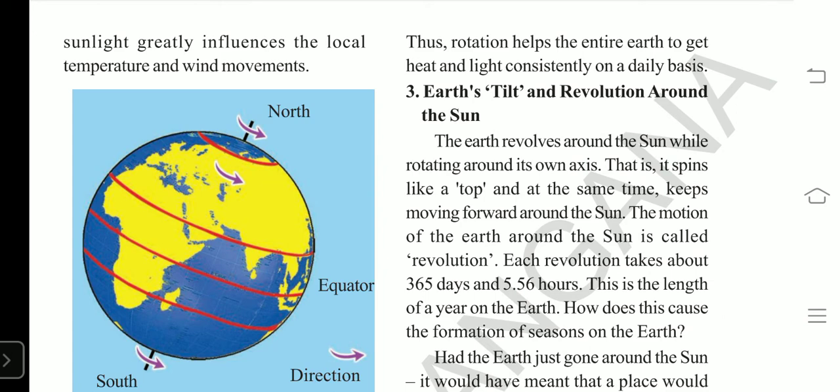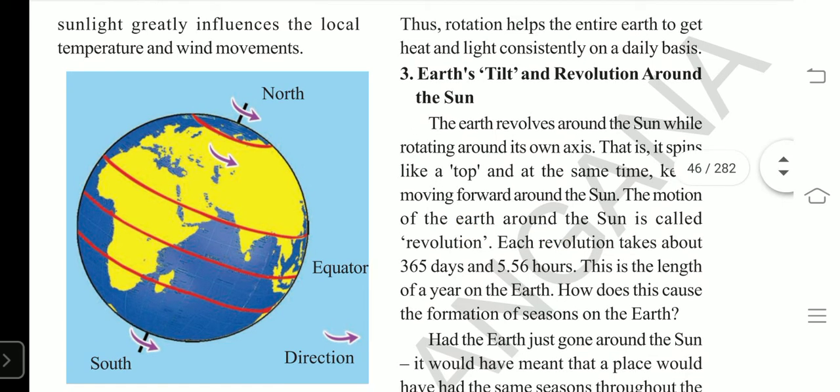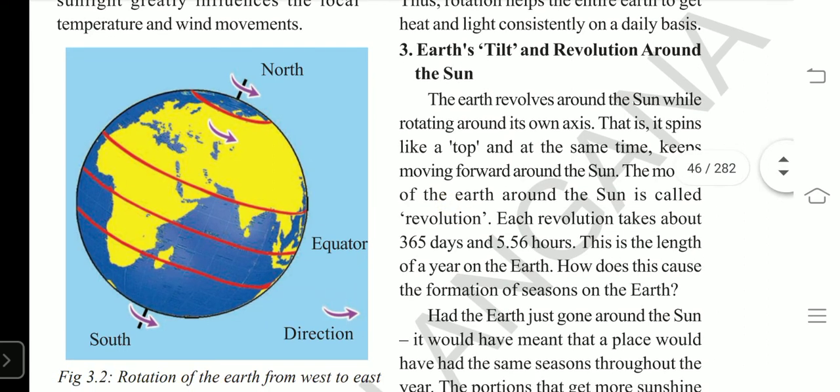The tilt is in the sense of bent, right? While rotating, earth is always bent, that is 23 and a half degrees. Suppose you are playing kho-kho or you are moving on a bicycle, right? What do you see at the turnings? You see that your cycle is bent, right? Or you are playing kho-kho, then at a corner you have to bend to get the balance.